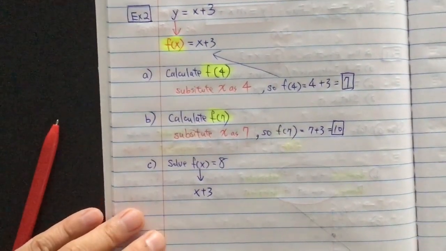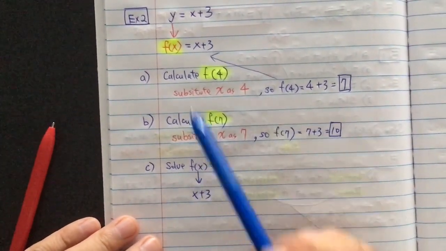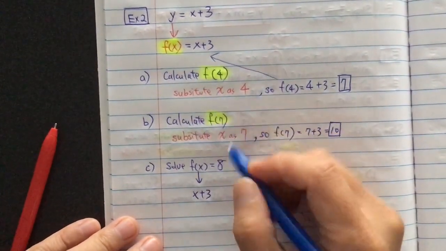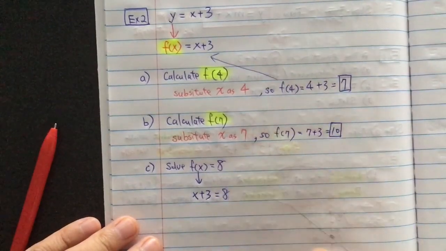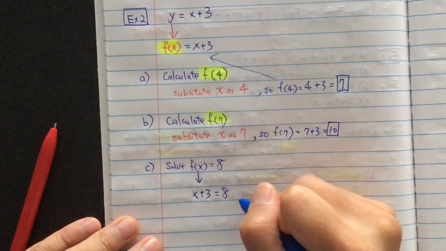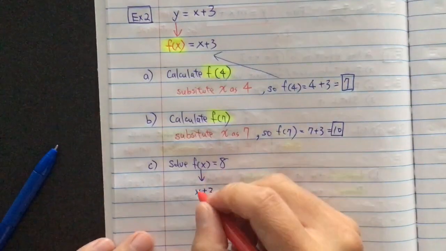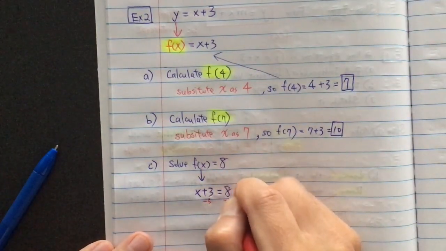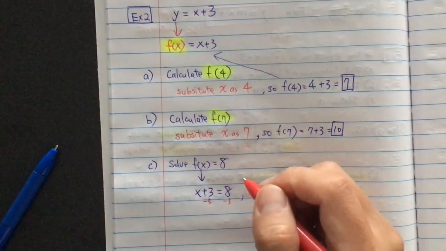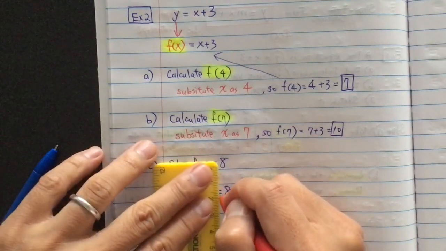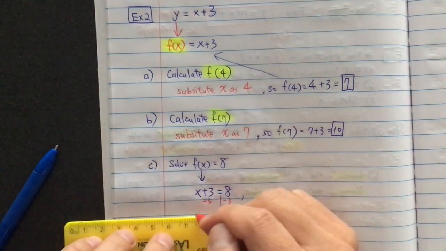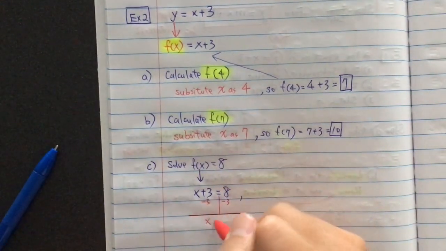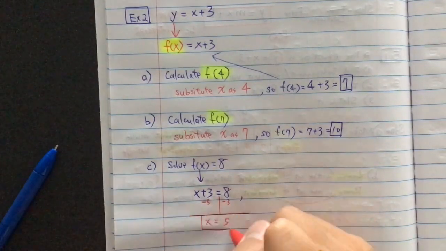Do you see? f of x equals x plus 3 equals 8. What is x? So we minus 3 on both sides. Minus 3 on both sides. Make a reverse. So x will equal 5. Box answer.